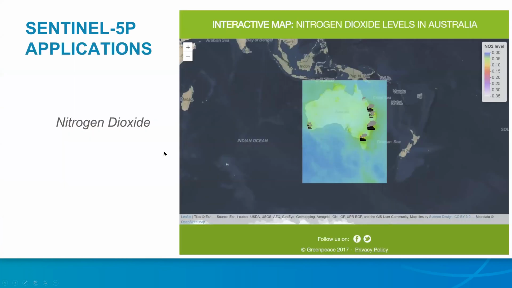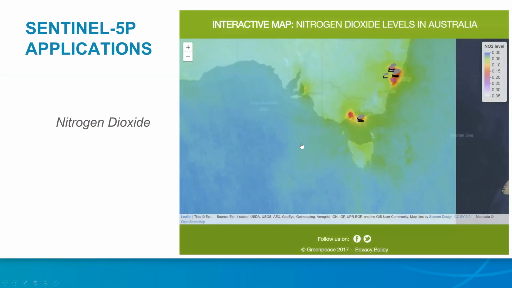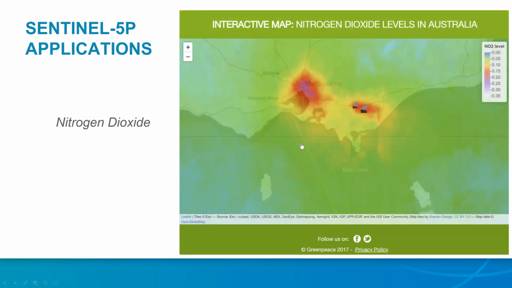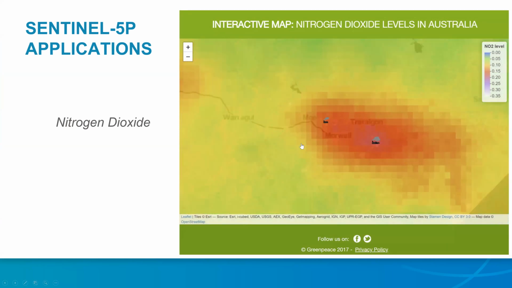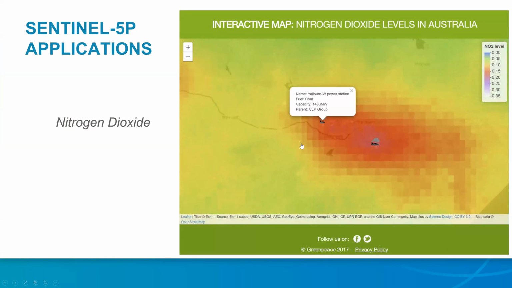And this final example here is an Australian example of Greenpeace using Sentinel-5P data to map nitrogen dioxide levels against coal-fired power plants in Australia.